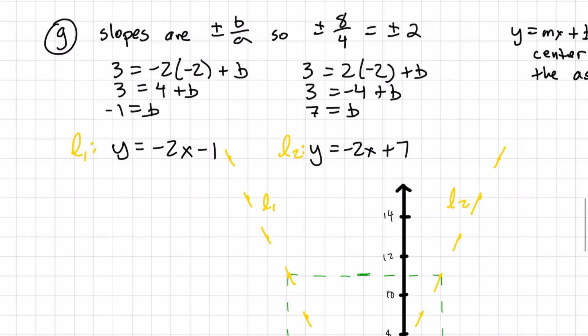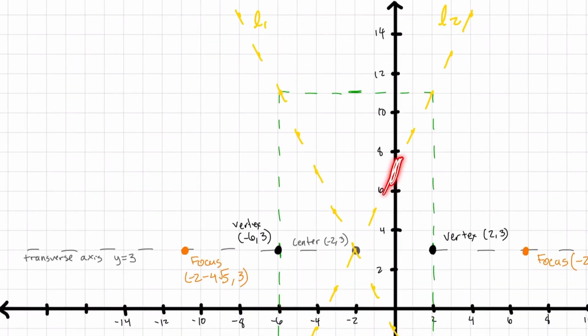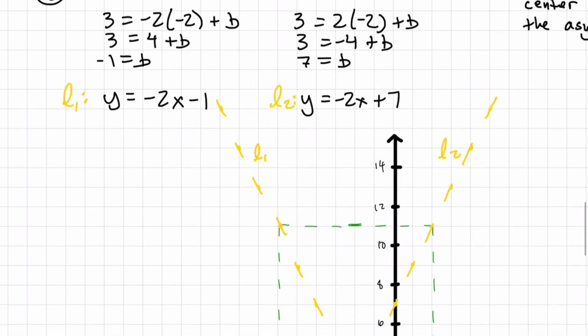And then do the same thing over here, but this time it's a positive 2 for the slope, and I have a y-intercept of 7, and that's what I get when I just cross intuitively and just go through the corners. All right, just notice about labeling system.